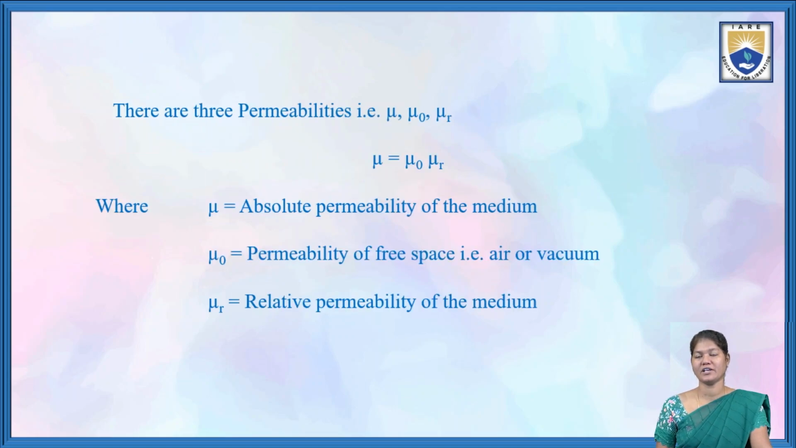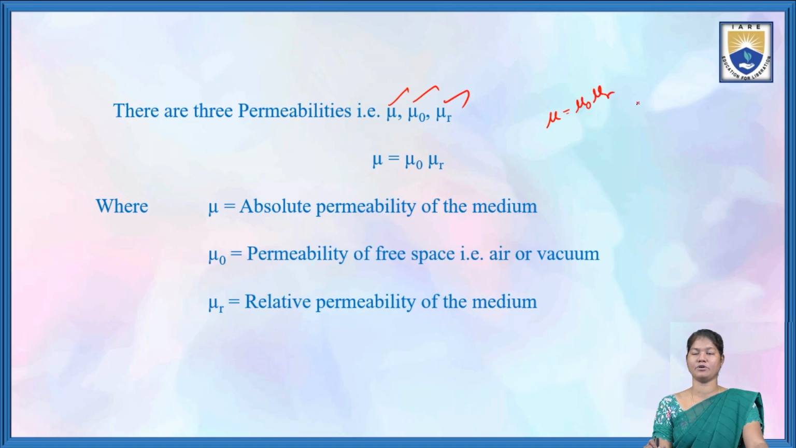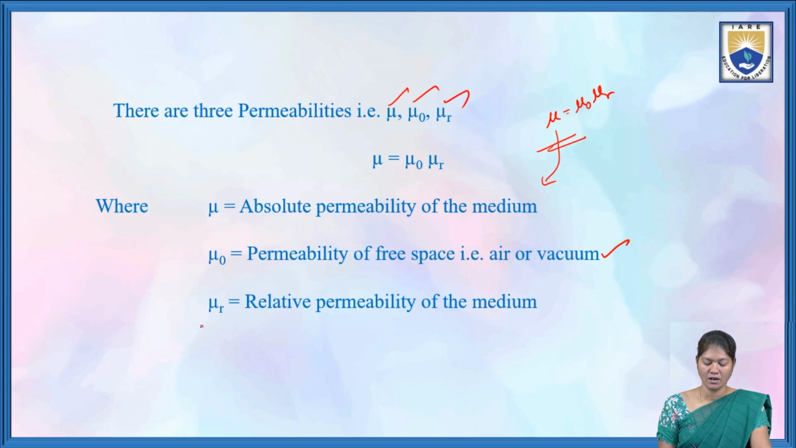There are three permeabilities: mu, mu naught, and mu R. The relation between these is that the magnetic permeability mu is equal to mu naught into mu R, where mu is the absolute permeability of the medium, mu naught is the permeability of free space, that is air or vacuum, and mu R is the relative permeability of the medium.